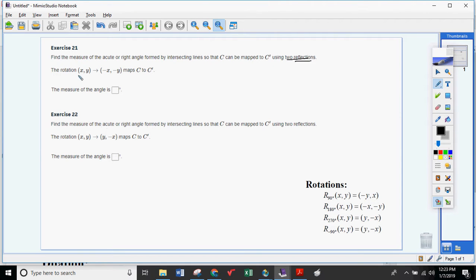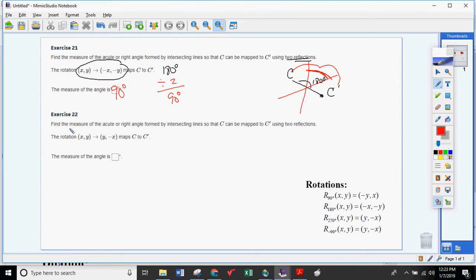Now they tell us that if you rotate C, you can get to C prime by doing this rotation. And if you come down here, that rotation matches here. So this is kind of a backwards problem. It's saying you're taking C and you're mapping it to C prime using a rotation of 180 degrees. Now they want to know if you were to actually draw two intersecting lines, how open would those intersecting lines have to be so you could reflect C twice? And that means you have to divide 180 by 2, and that angle would be 90 degrees.